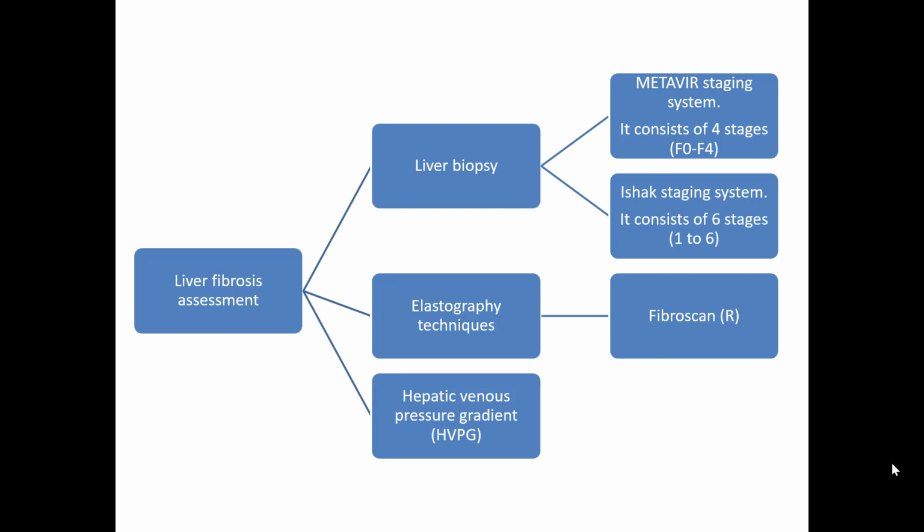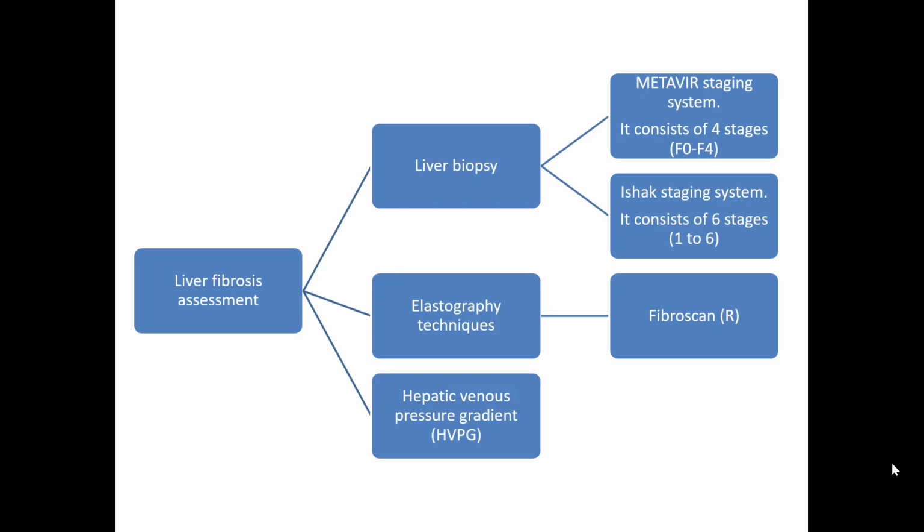Regarding liver fibrosis assessment, for many years liver biopsy has been considered the gold standard method for assessment of liver fibrosis. Two main staging systems were used: the METAVIR staging system, which consists of 4 stages, and the Ishak staging system, which consists of 6 stages. Now, liver biopsy has been replaced by elastography techniques. The most important one is FibroScan, which consists of 4 stages from F0 to F4.